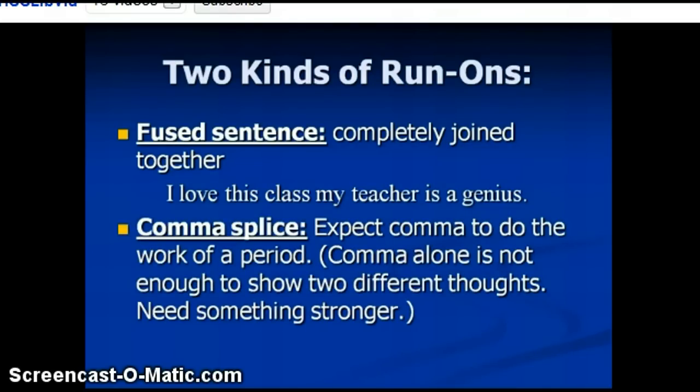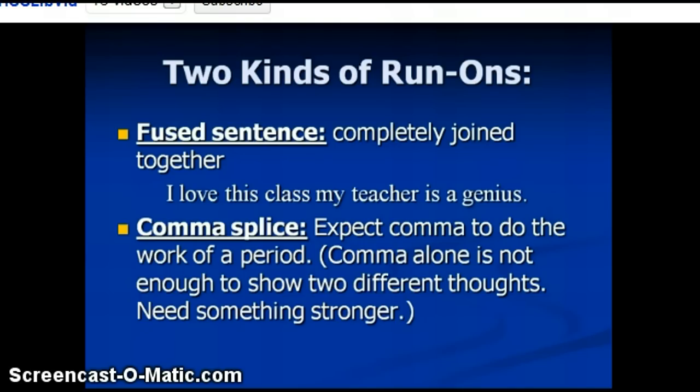And again, we have an example here of a fused sentence. I love this class my teacher is a genius. Two thoughts, I love this class. Second thought, my teacher is a genius. And we've got nothing connecting. We need something to connect them there. The second kind, again, is the comma splice. The commas just don't work like periods. They need more. It can't just be a comma connecting two separate, complete thoughts.